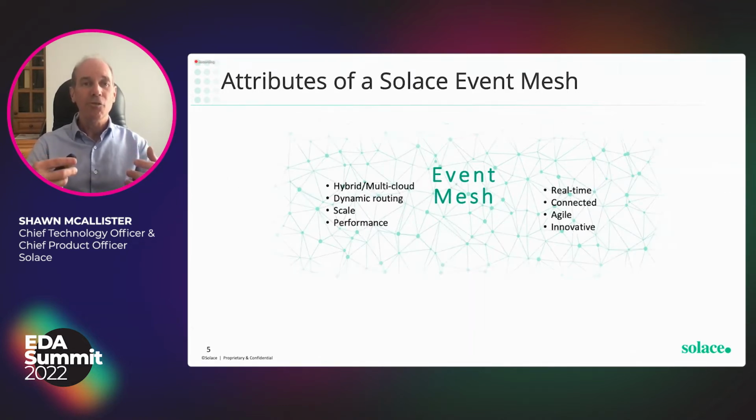And really, those are the attributes of a Solace event mesh, is that we would provide a hybrid multi-cloud environment or mesh between all of your applications. So you're not locked into a cloud so that you can expand your on-prem into the clouds. So a mesh that provides dynamic routing, so you don't have to configure what events go to what places. An event mesh that scales, gives you the scale that you need, the performance, the robustness, the WAN optimization, and then in turn allows you to be a real-time, connected, agile, and innovative business.